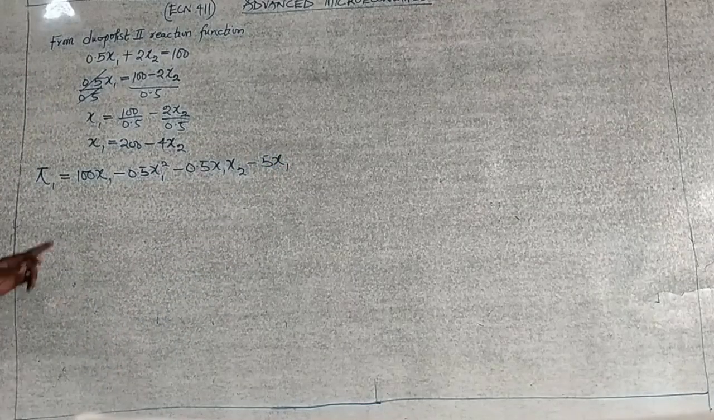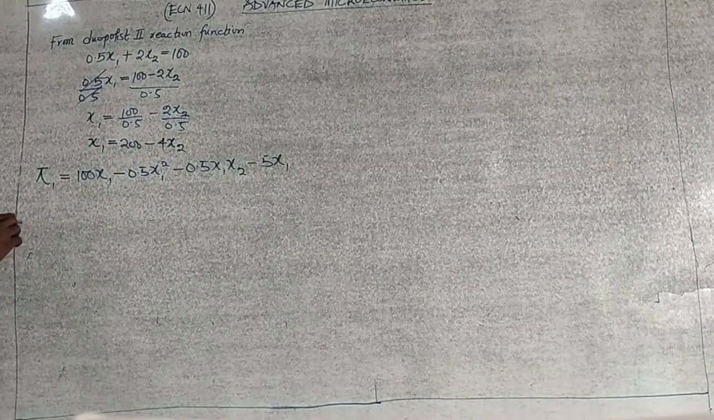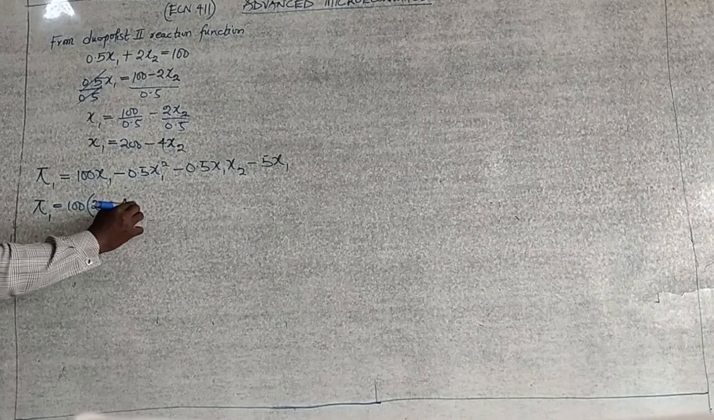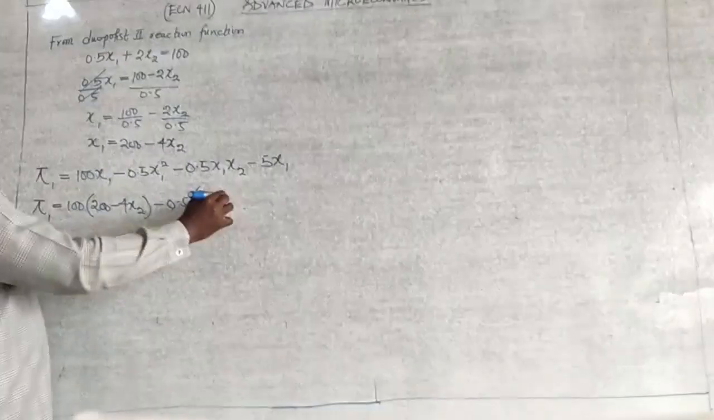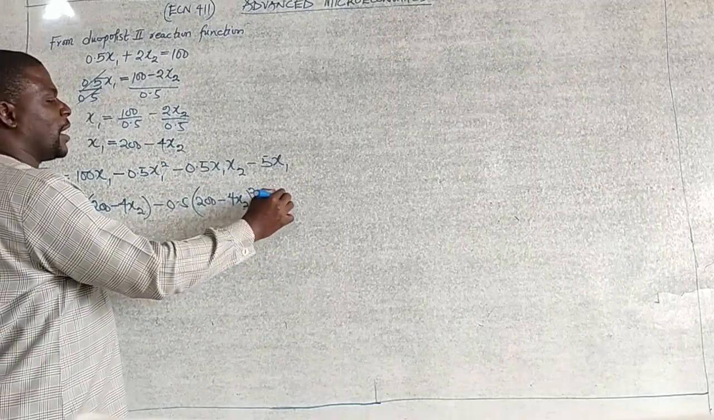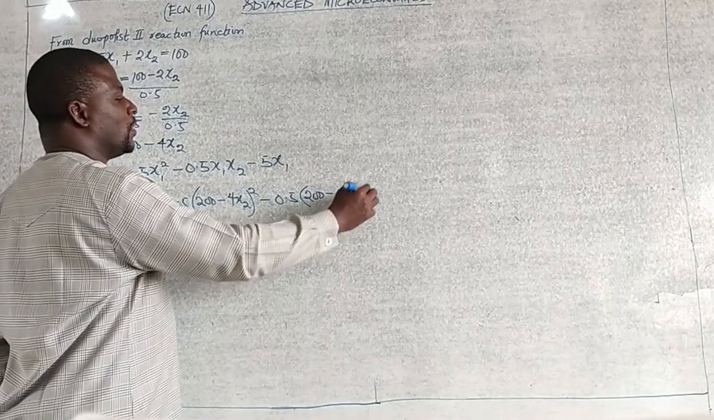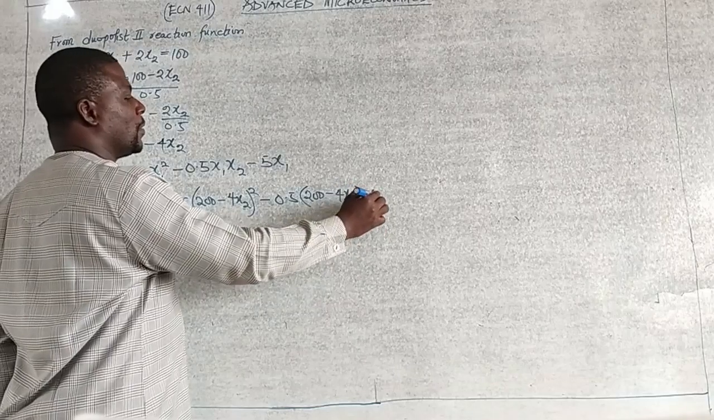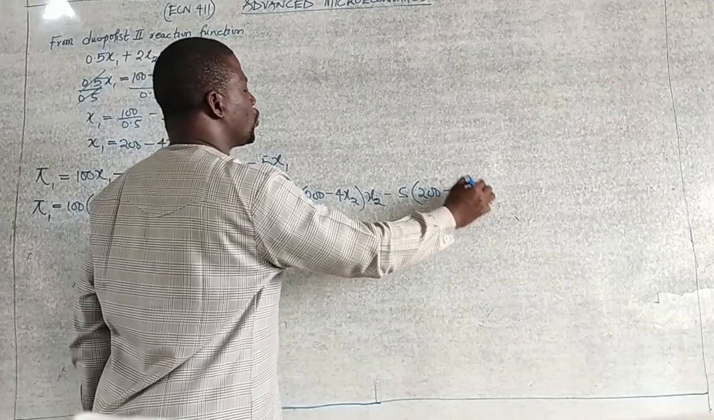Guys, can we continue? Anywhere we see x1 here, we want to put this 200 minus 4x2. So what would that be? 100 into bracket 200 minus 4x2, minus 0.5 into bracket 200 minus 4x2 squared, because of this square. And minus 0.5 into 200 minus 4x2 times x2. And minus 5 into 200 minus 4x2. Who is lost?